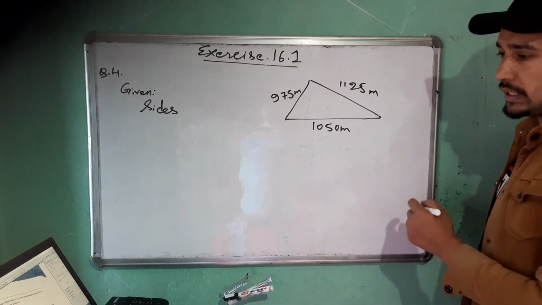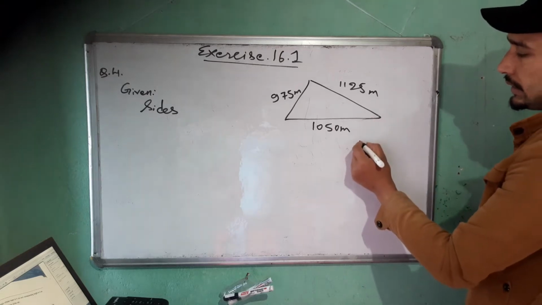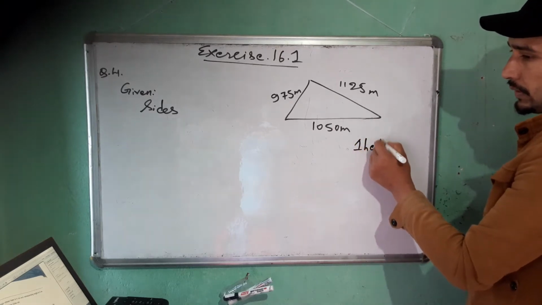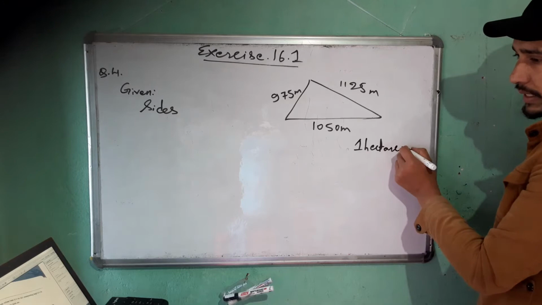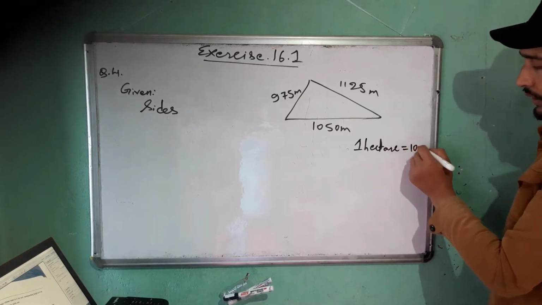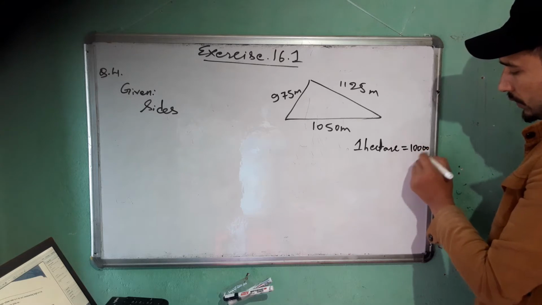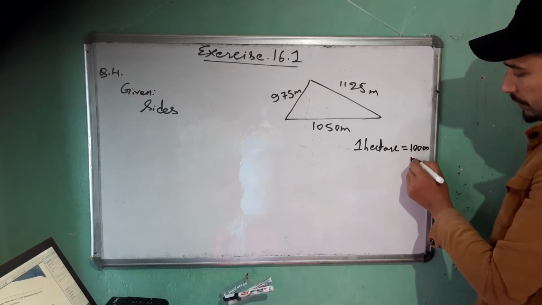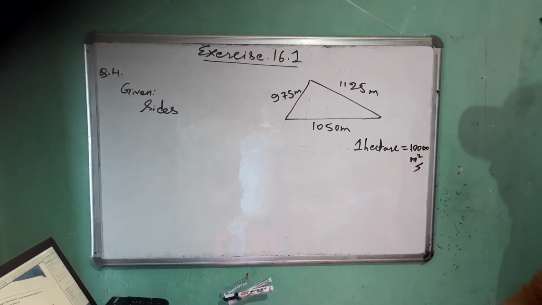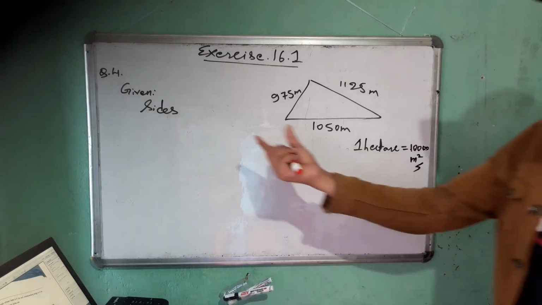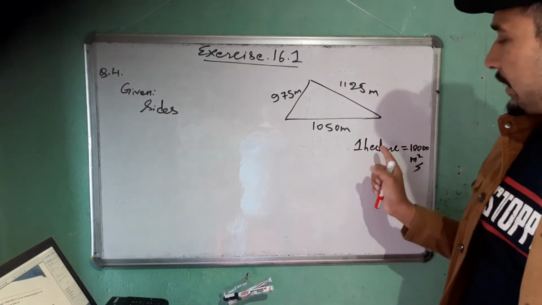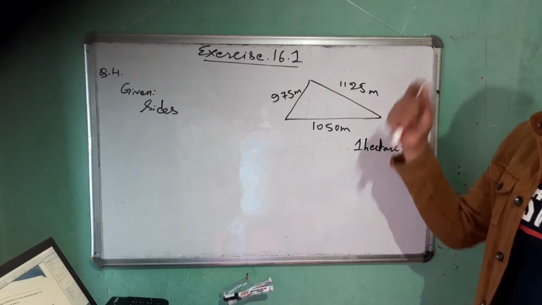You have to find the total selling price, and the relation is 1 hectare is equal to 10,000 meter square. This relation you should know. First of all, let's find the area in meter square, and then let's convert it to hectares.